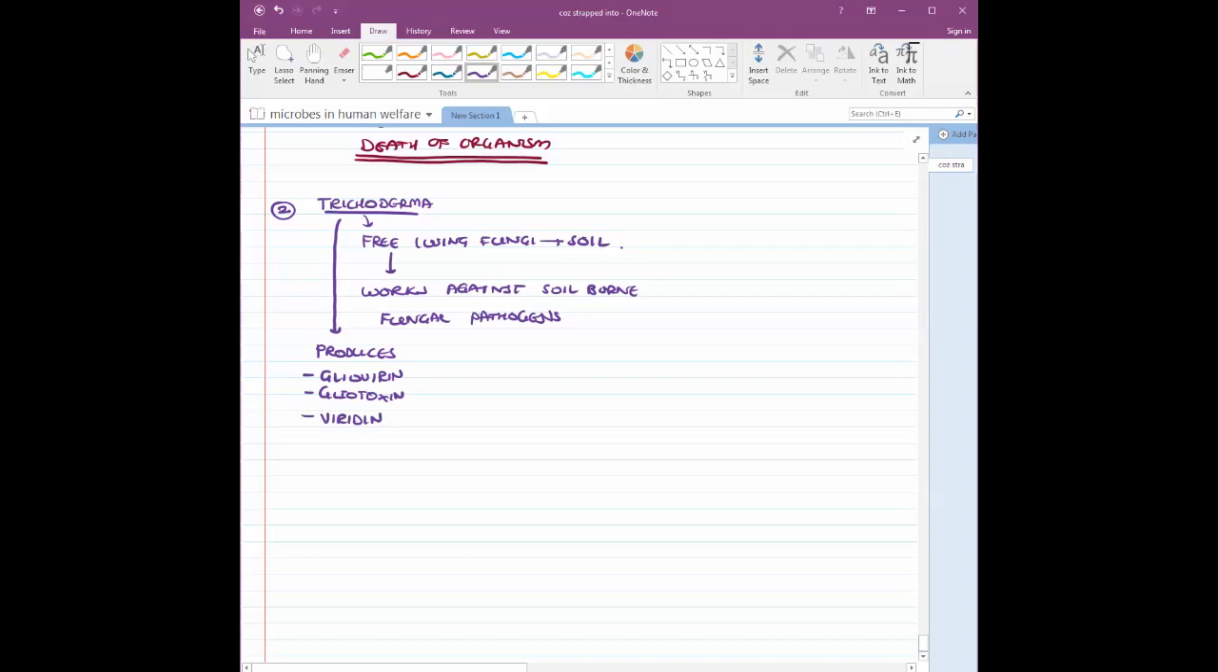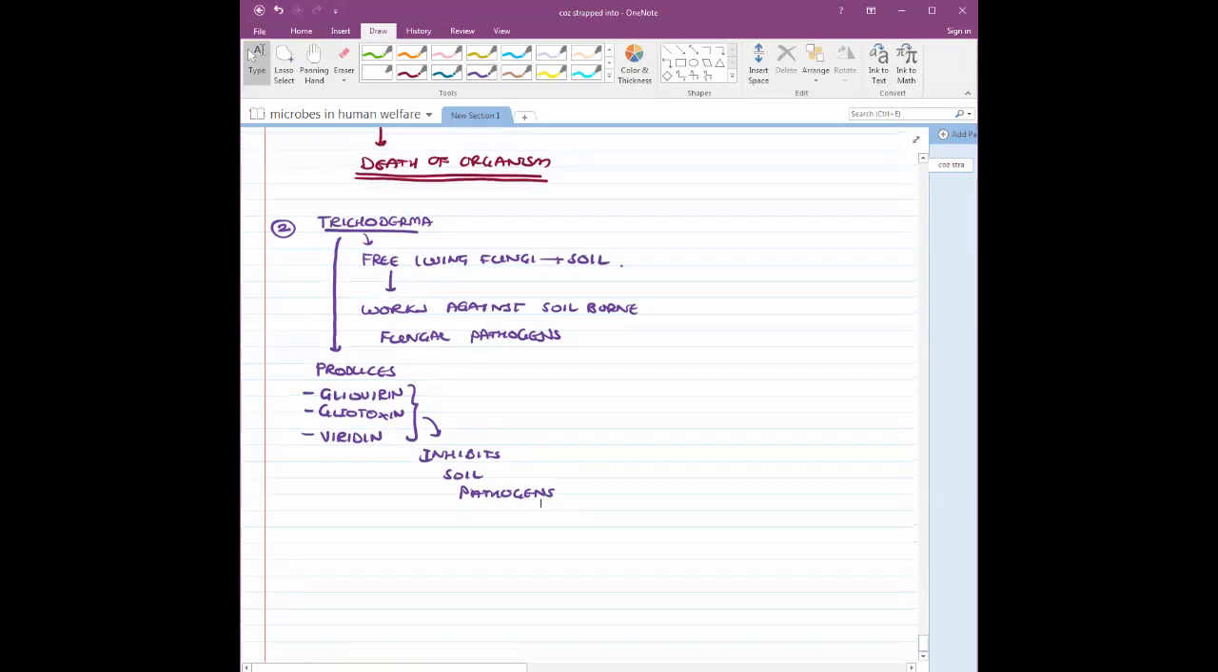And now, what is this going to do? All these things are going to inhibit your soil-borne pathogens. That's it. That is what we need to know with regards to your Trichoderma, guys. Everybody okay with this?